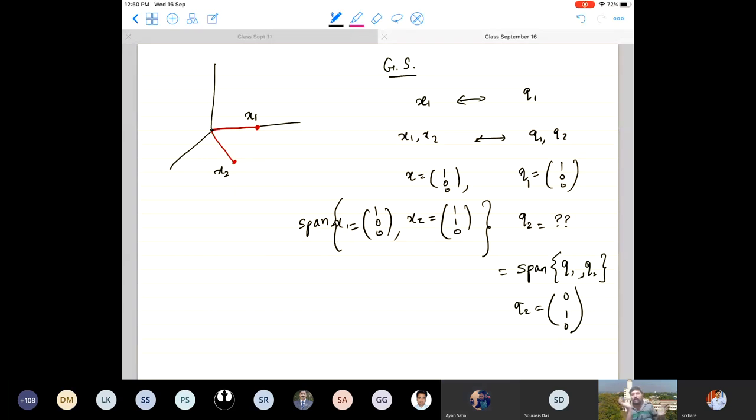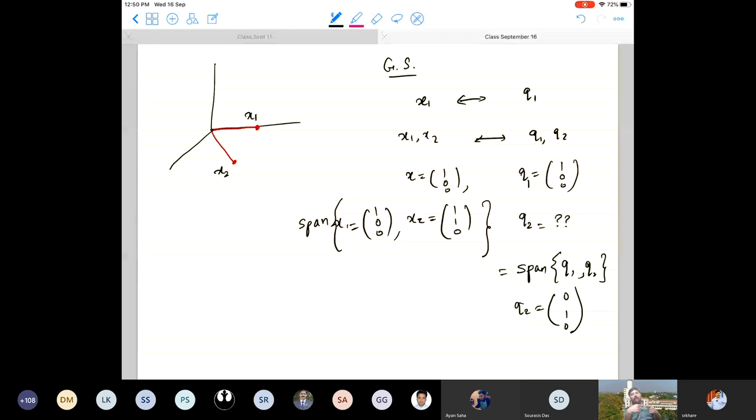So the relationship between x1 and q1 is very easy. If your x1 is not of norm 1, then you normalize it and make it norm 1. Once you have a norm 1 q1, your job is done, right? So q1 is in the direction of x1, but it's of unit norm. They will span the same space.